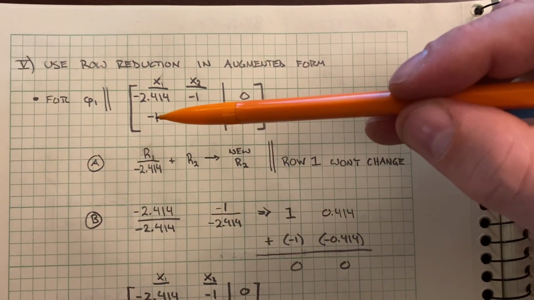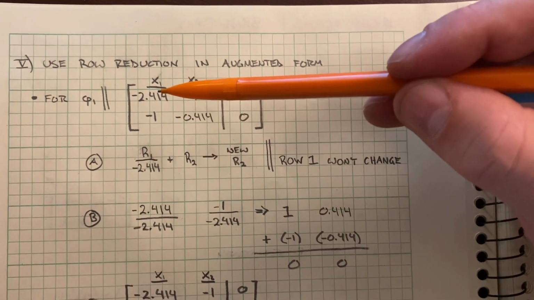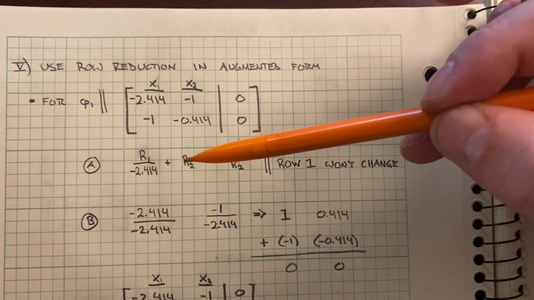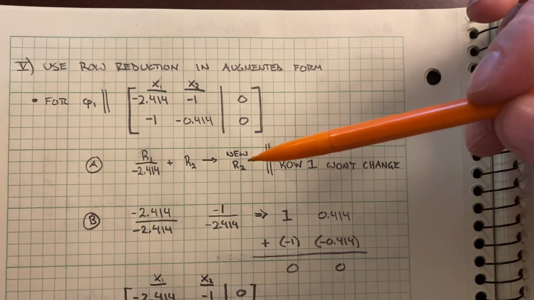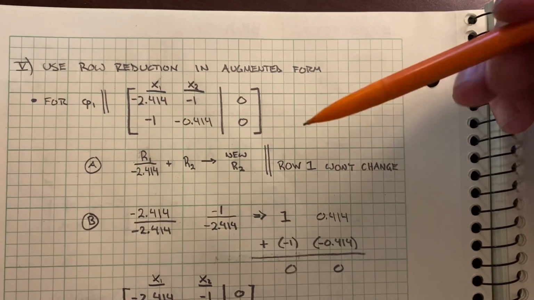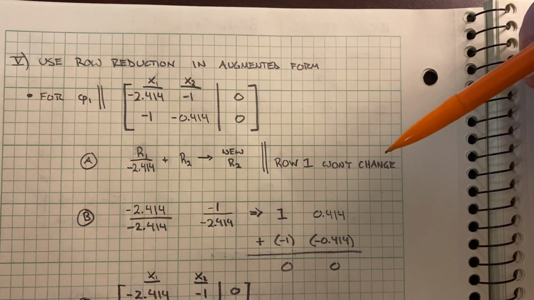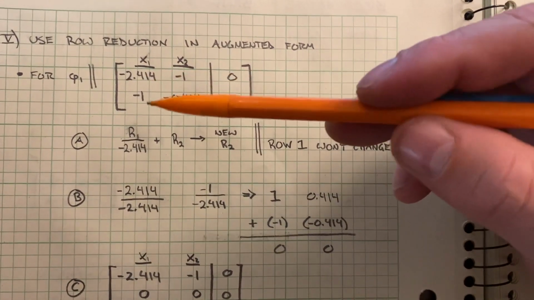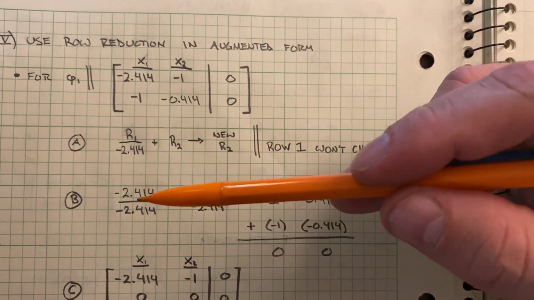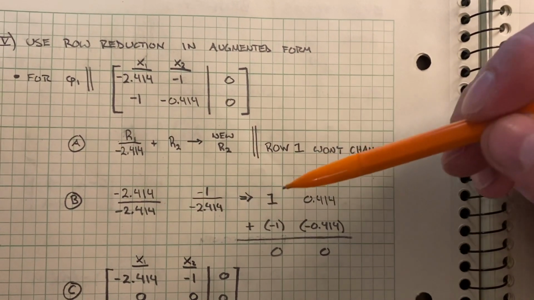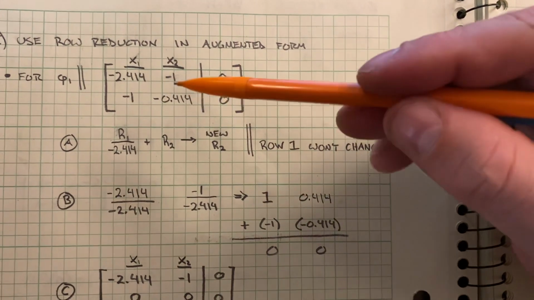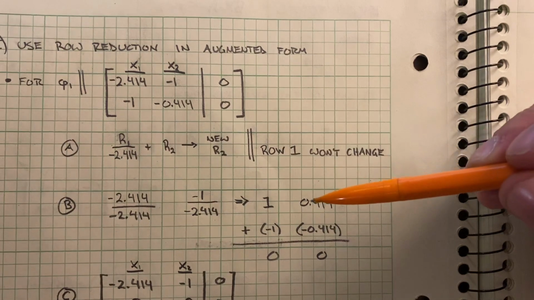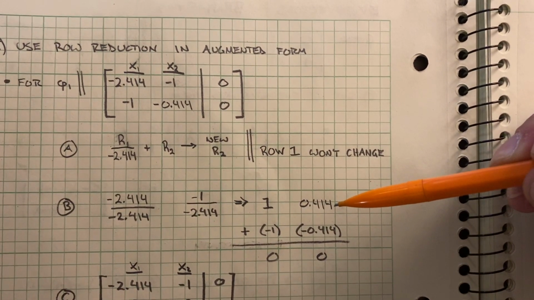So we have a negative 1 here. We're going to divide row 1 by negative 2.414, and then we're going to add it to row 2. That's going to give us our new row 2. In this process, row 1 will not change. So let's go through it. First column, negative 2.414 divided by negative 2.414. That gives us 1. Negative 1 divided by 2.414 gives us 0.414.